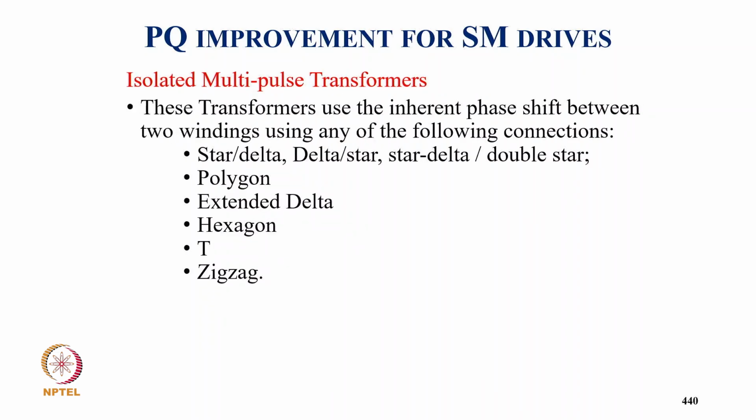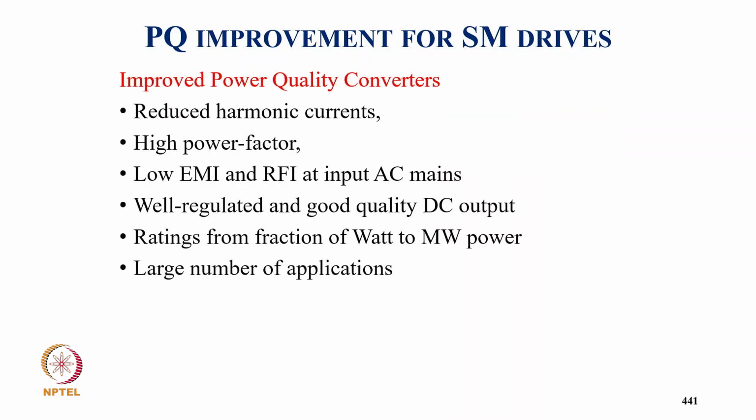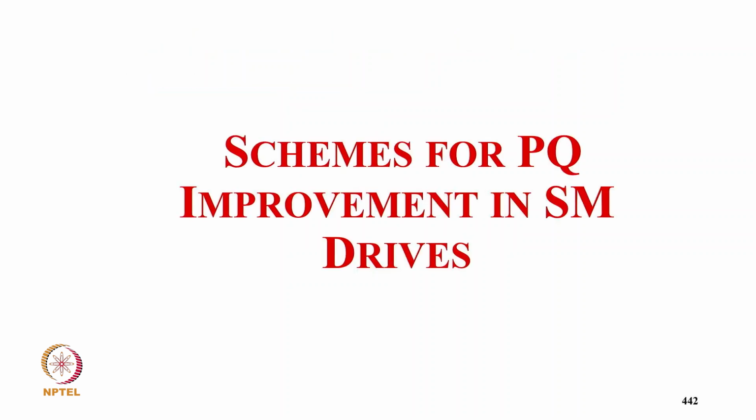And these transformers use the inherent phase shift between the two windings using any of the following connections: star, delta, double star, polygon, hexagon, T, and zigzag. Now coming to improved power quality converters, they provide reduced harmonic current, high power factor, low electromagnetic interference, well regulated and good quality DC output, ranging from a fraction of a watt to megawatt for a large number of applications.